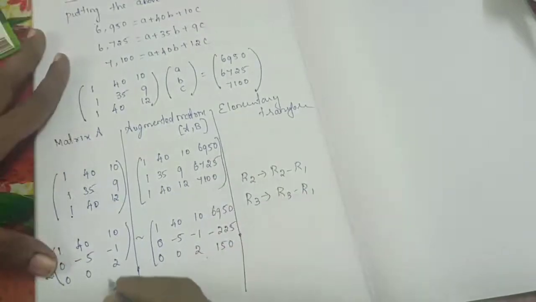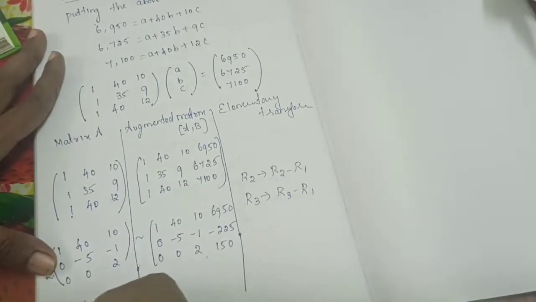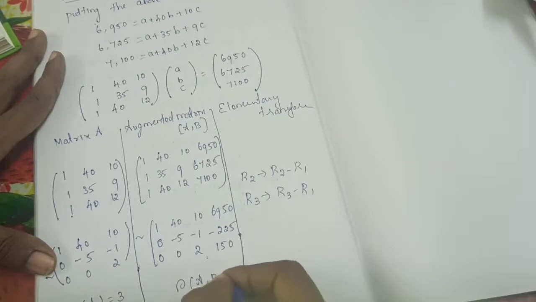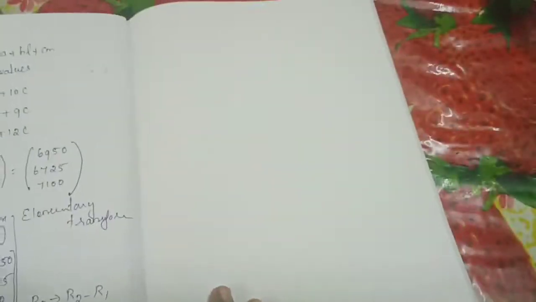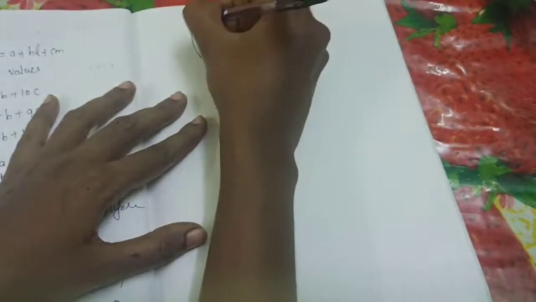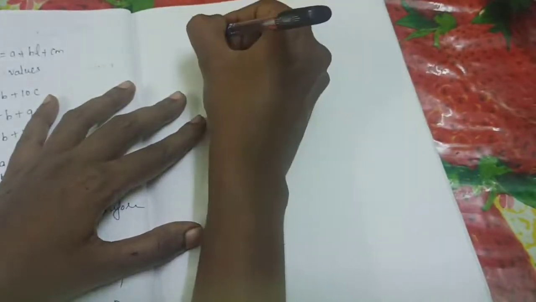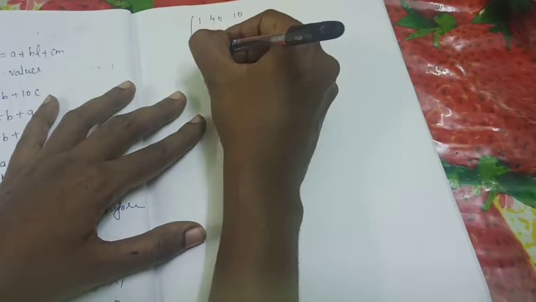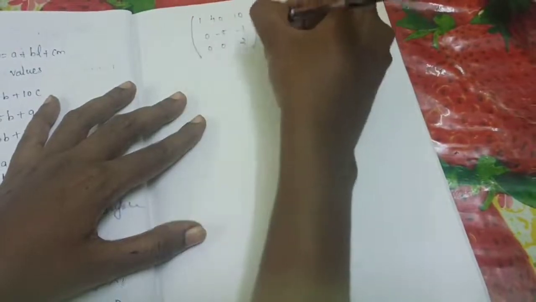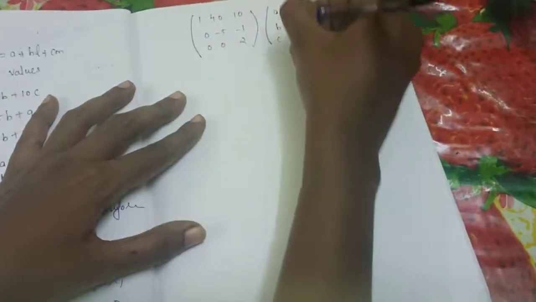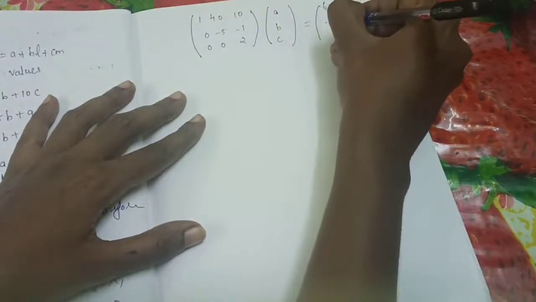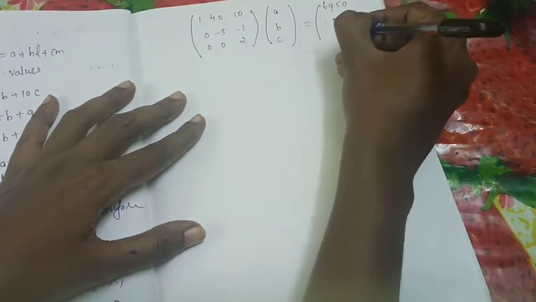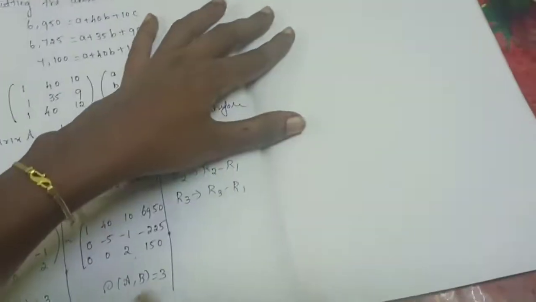Okay. Then next. Now, so rank of A is equal to how much? 3. Rank of A comma B is equal to how much? Okay. So next, how will you find out? You will write this. Is it right? So 1, 40, 10, 0, minus 5, 1, 0, 0, 2. Then A, B, C. Then 6, 9, 5, 0, minus 225. That is 150. Okay, this is everything we have already learned.